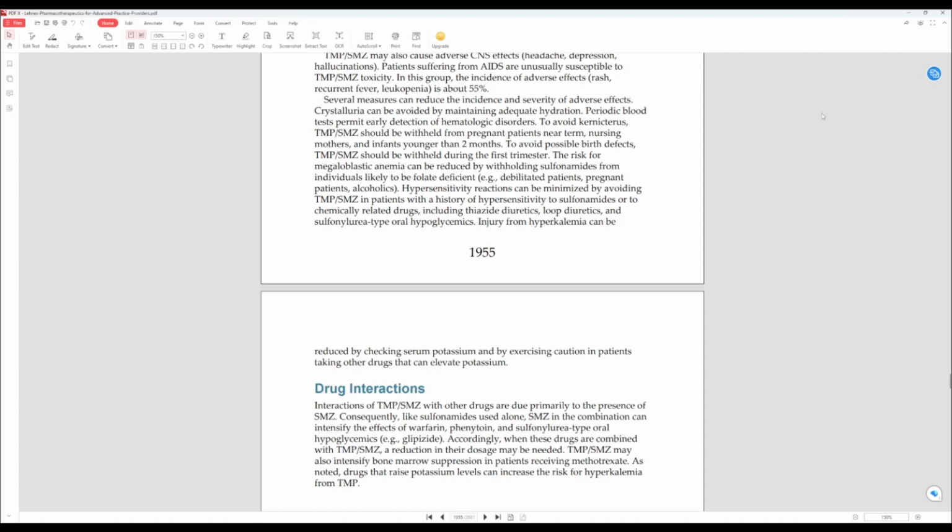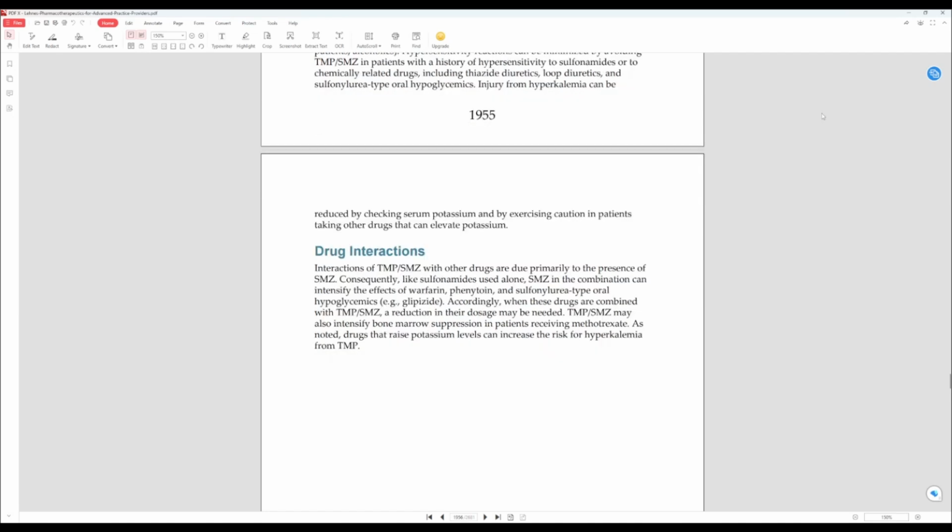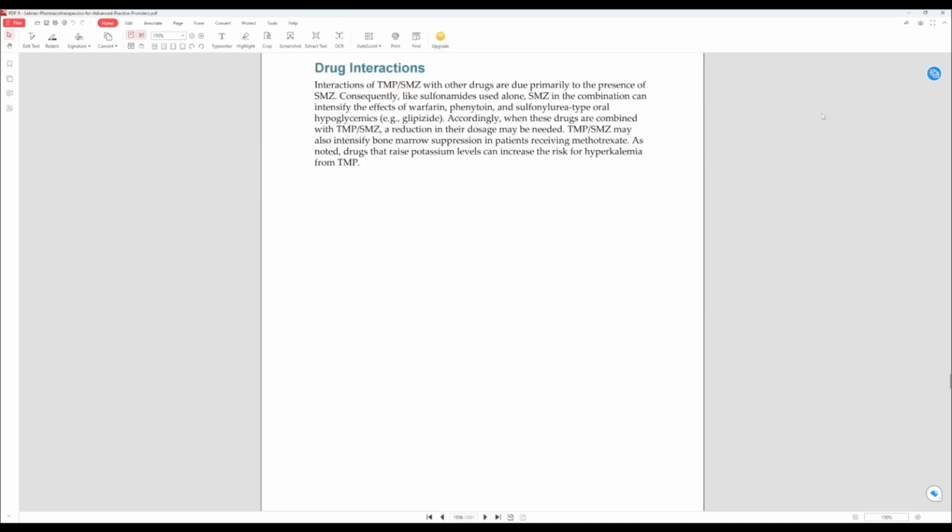Injury from hyperkalemia can be reduced again by checking our serum potassium and by exercising caution in patients taking other drugs that can elevate potassium. Other drug interactions. Interactions of TMP-SMZ with other drugs are due primarily to the presence of SMZ. Consequently, like sulfonamides used alone, SMZ in the combination can intensify the effects of Coumadin, Dilantin, and sulfonylurea-type oral hypoglycemics, such as glipizide. Accordingly, when these drugs are combined with TMP-SMZ, a reduction in their dose may be required.